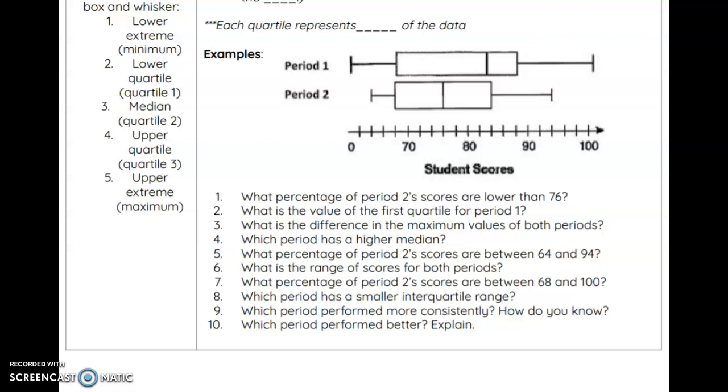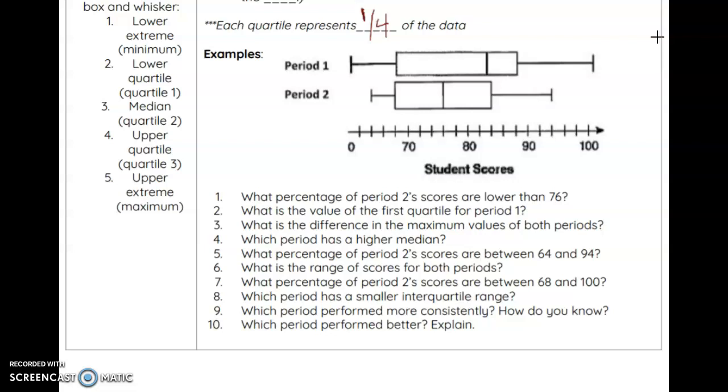Now, what we'll be looking at the most will be a double box and whisker plot. So we'll be comparing 2 or more sets of data to each other. So let's look at these questions and do those together. Towards the top, it says each quartile represents 1/4 of the data. Fill in that blank. Okay, so number 1, what percentage of period 2 scores are lower than 76?